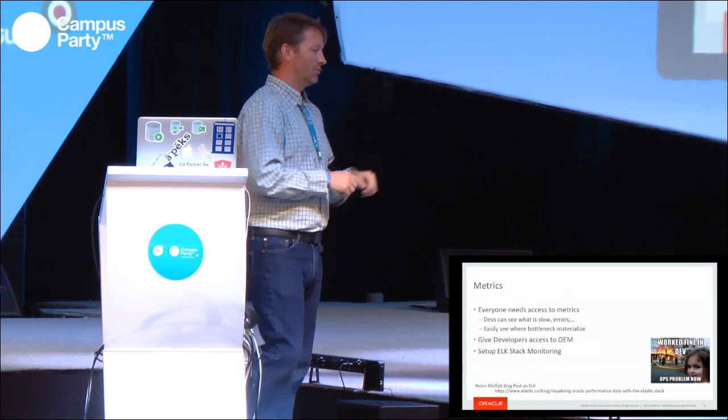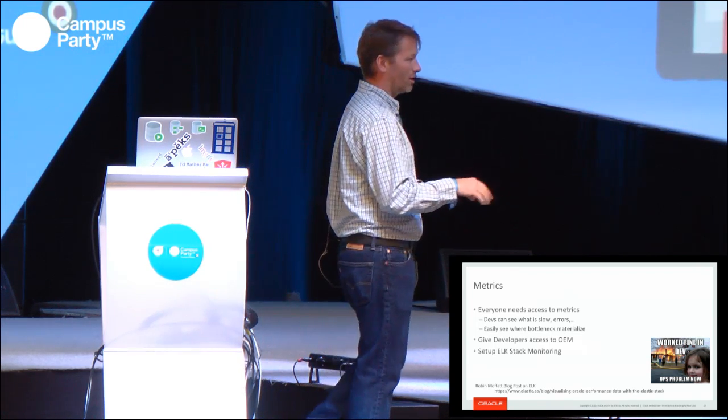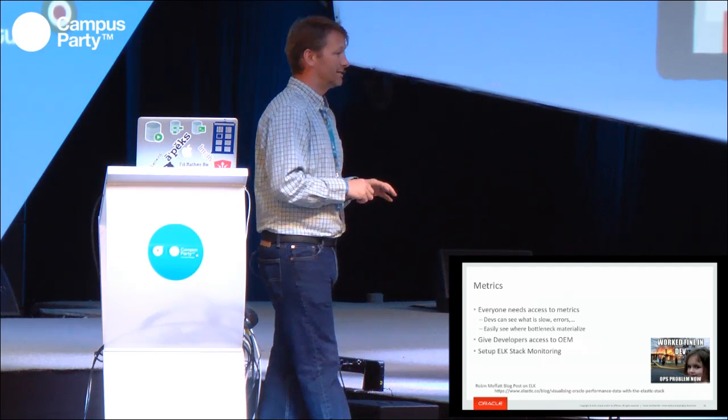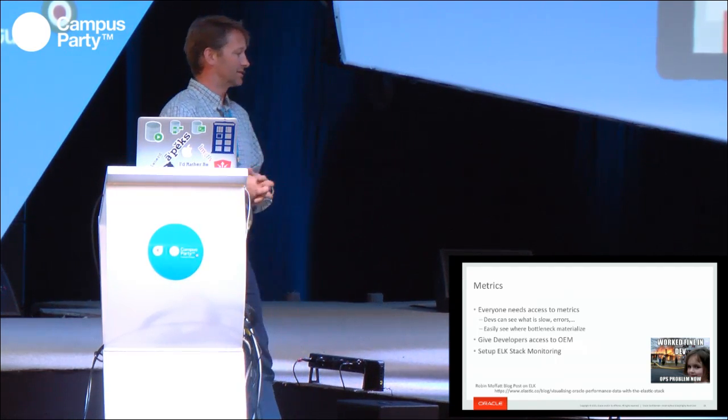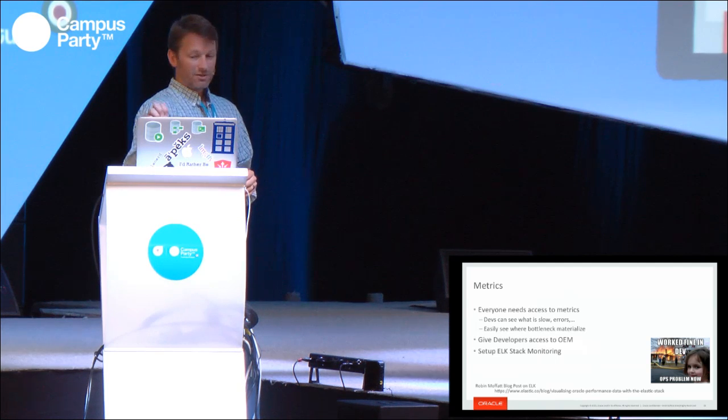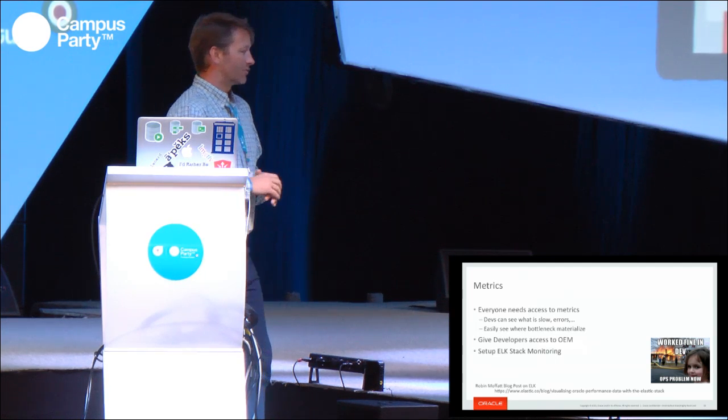Developers can see what's slow. They can see where something went wrong. They can see where users made mistakes in the business flow, in the application itself. So just because it worked in development does not mean it's going to work in production, right?